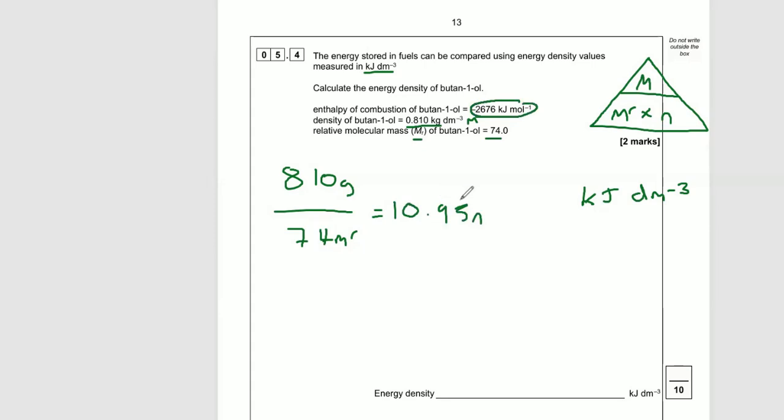I now need to work out how much energy is stored in 10.95 moles. Well, I've been told the kilojoule per mole is minus 2676. So I just need to times that by 10.95 to find the total amount of energy stored in 10.95 moles, which is the amount of energy in a decimeter. And I'm going to get 29,291. You could write minus 29,291 if you want.